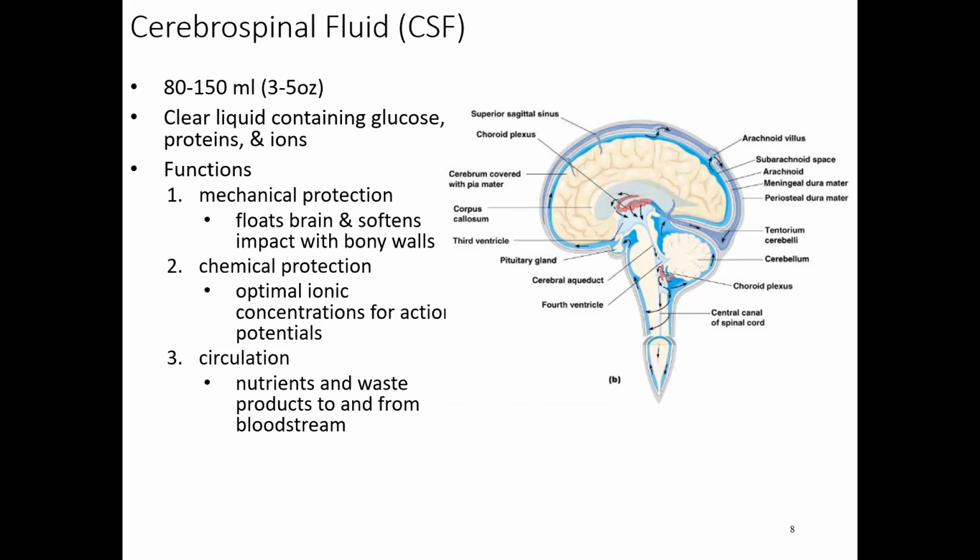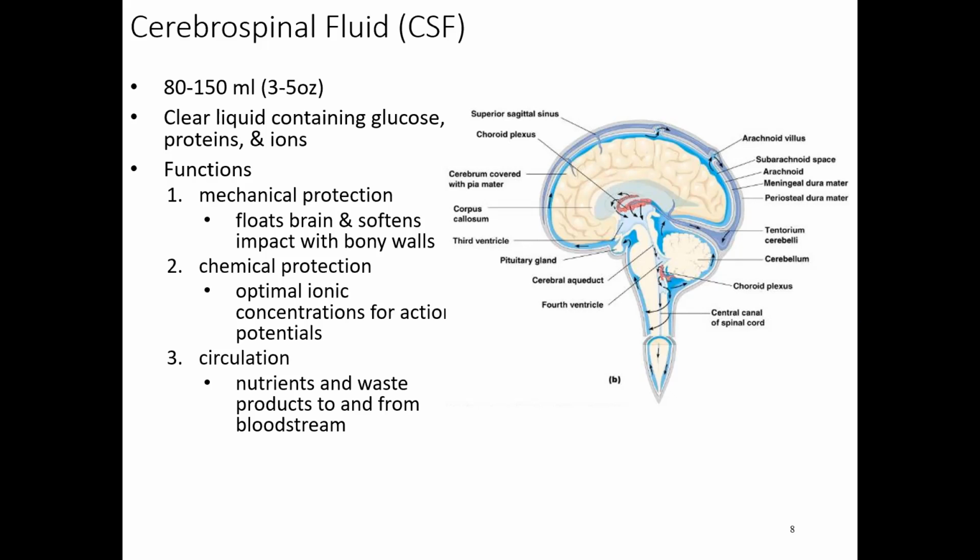Also, every time we turn our head or we have a blow to the head, our brain is going to react according to the laws of physics and kind of slam up against the side of our skull and then bounce back. We don't like that. So we keep it floating. We keep our brain floating inside the sac of meninges. This 5 ounces of fluid runs down the spinal cord too.